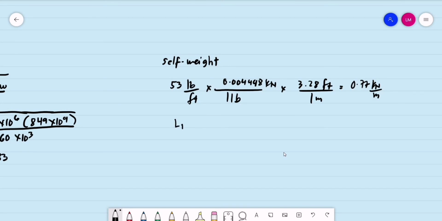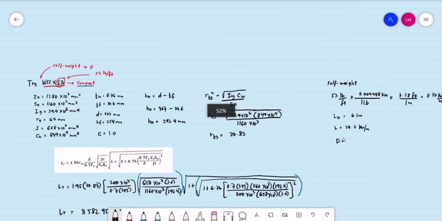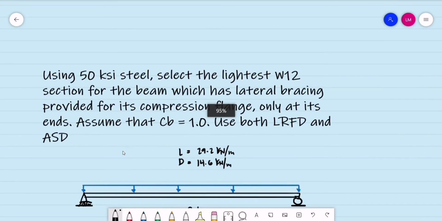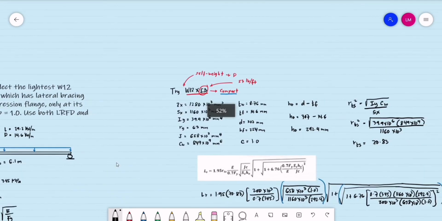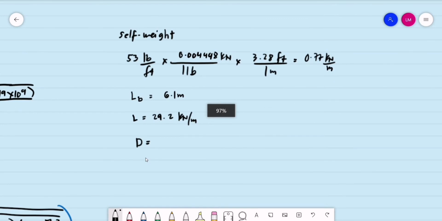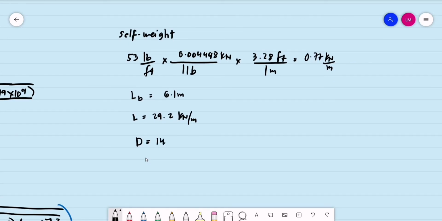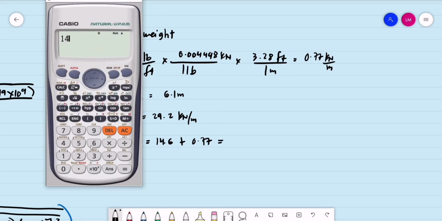Again, the length of the beam, or the unbraced length, is equal to 6.1 meters. Its live load is equal to 29.2 kilonewtons per meter. For the total dead load, since the problem does not indicate that the dead load includes the self weight of the beam, we need to include the self weight. So 14.6 kilonewtons per meter plus the self weight of the beam, 0.77 kilonewtons per meter.